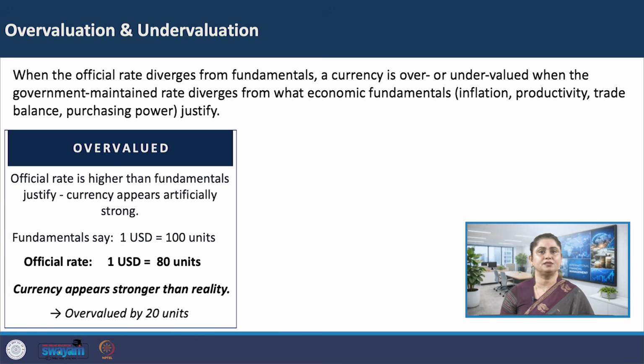Let us understand it with a clear example. Suppose the economic fundamentals of a country, that is its inflation rate, trade balance, productivity levels, and purchasing power, suggest that the fair value of its currency should be 100 units per US dollar. But the government officially maintains the exchange rate at 80 units per dollar, meaning the currency appears stronger than fundamentals justify. In this case, the currency is overvalued by 20 units relative to its fair value.